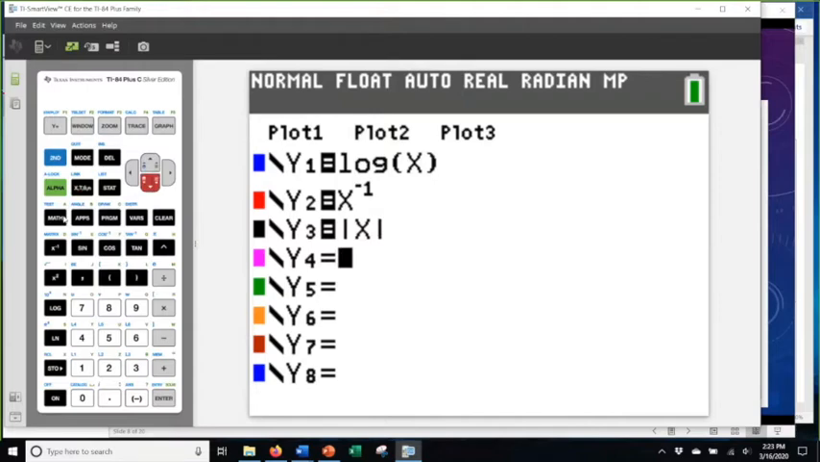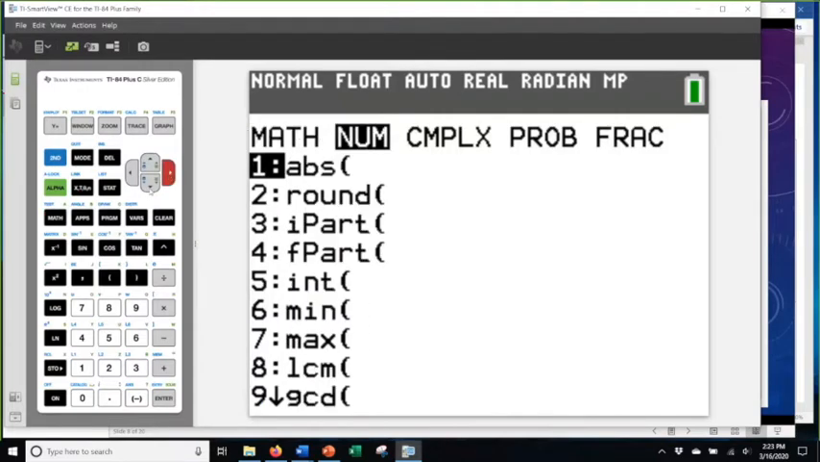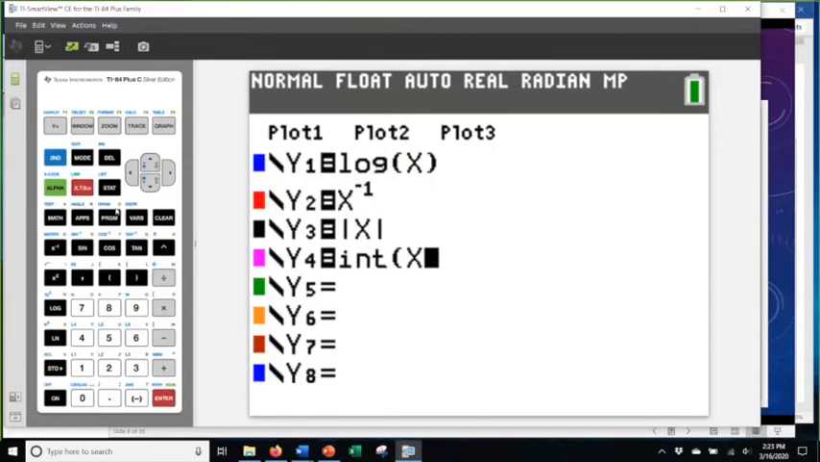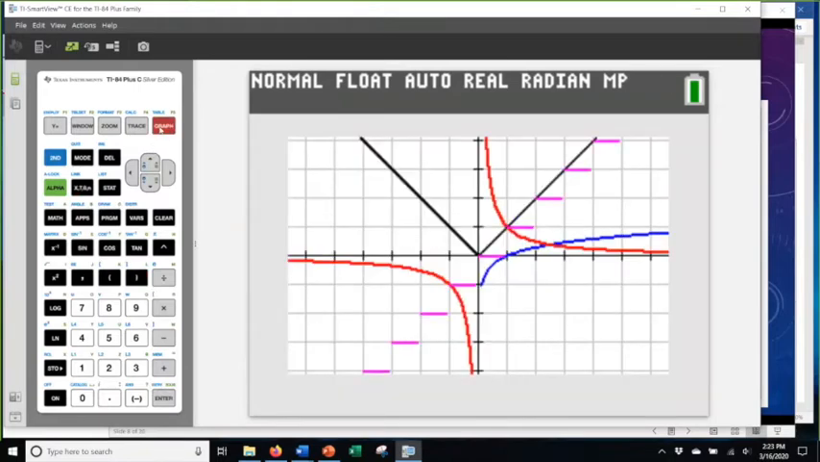And then y4 is going to be the greatest integer function, which is in the math menu under num, and it's the number 5, the greatest integer function. And let's take a look at the graph. And here I like to have students thinking about what do you know, which one doesn't belong based on a variety of things. They might be interested in domain and range here.